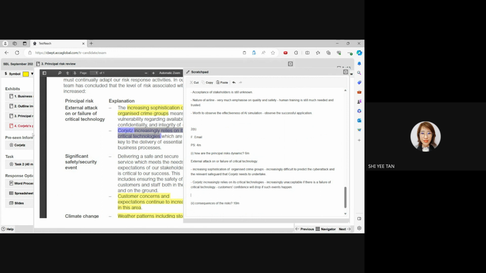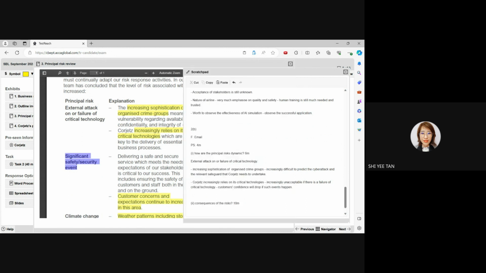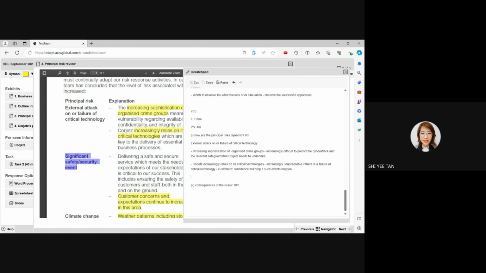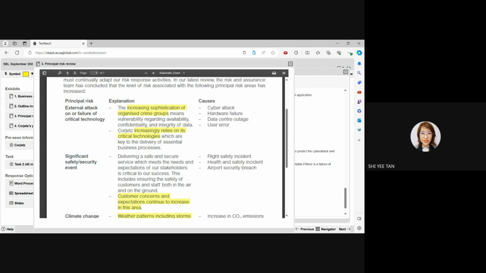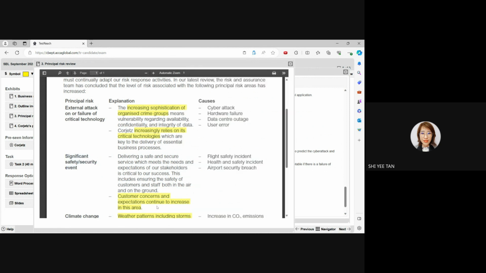How about the second risk? Second risk, it's about the safety. Why is the safety so vulnerable nowadays? Why is the safety so dynamic? Because the customers' demand is dynamic nowadays. Okay. I pick this answer. You see this answer.